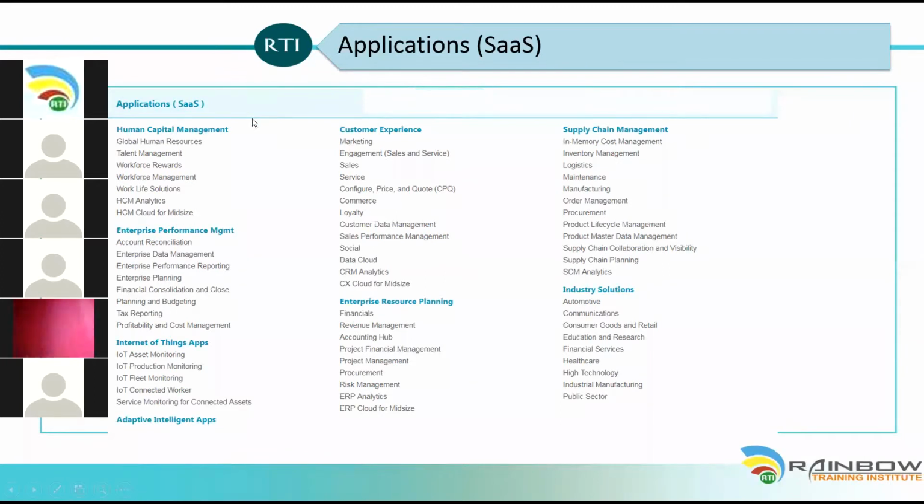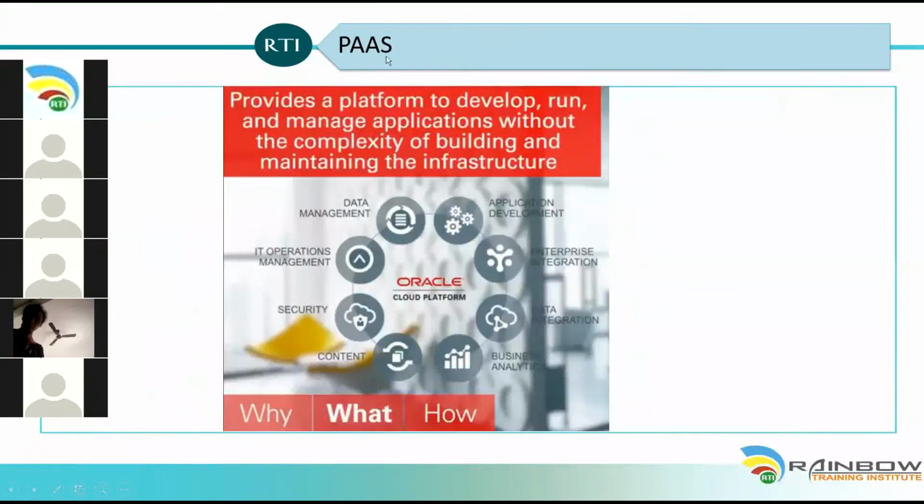Now coming to platform as a service, basically what happens is, along with these applications, you want to have your own application in the cloud. You want to deploy your own application in the cloud. How can you make it happen? Or you want to define your own workflow process in human resources. How can you make it happen? In that case, you can typically go for a platform as a service.